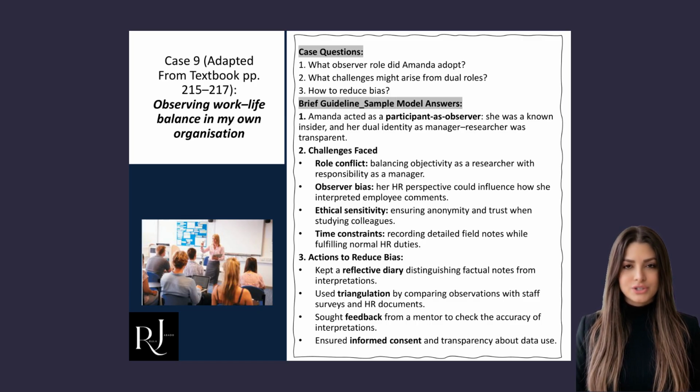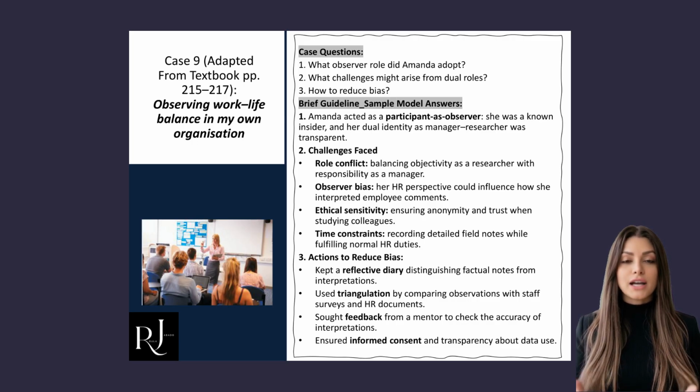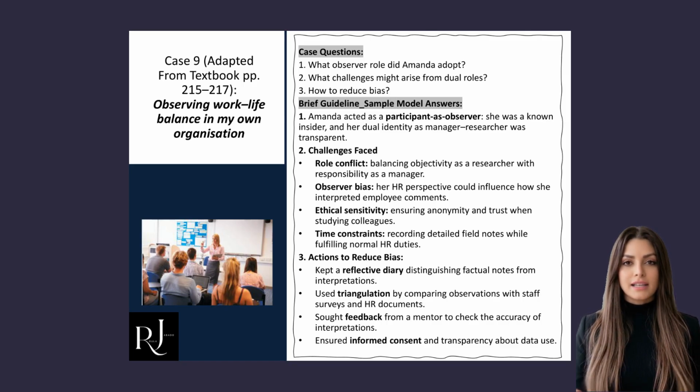So, how did she reduce bias? She was very smart about it. First, she kept a reflective diary where she strictly separated factual notes from her personal interpretations. Second, she used triangulation. She didn't just rely on her notes. She compared her observations with staff surveys and actual HR records. Third, she sought feedback from an outside mentor to check if her interpretations were accurate. And finally, she ensured informed consent. By being open and honest with her colleagues, she maintained trust.